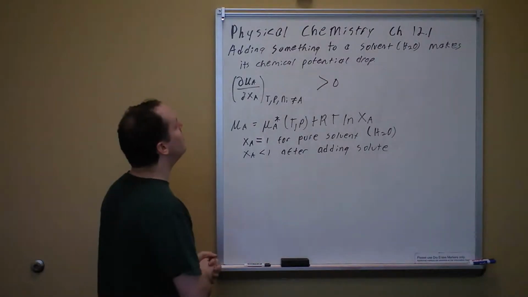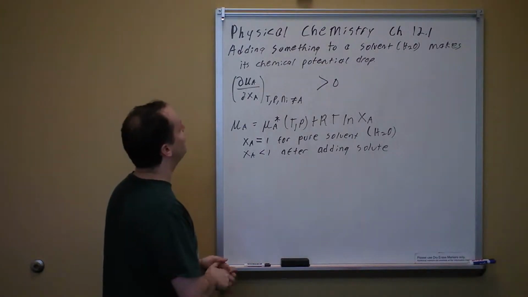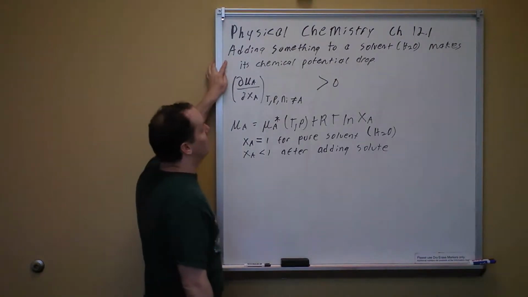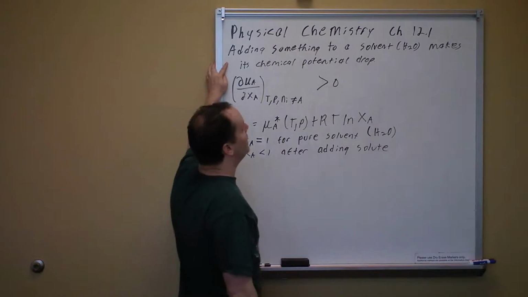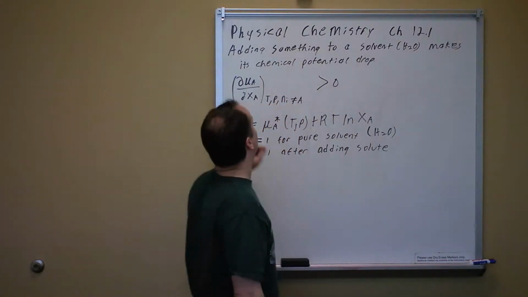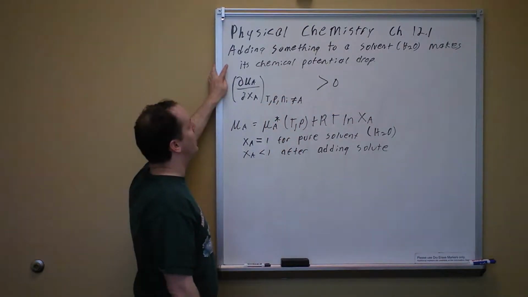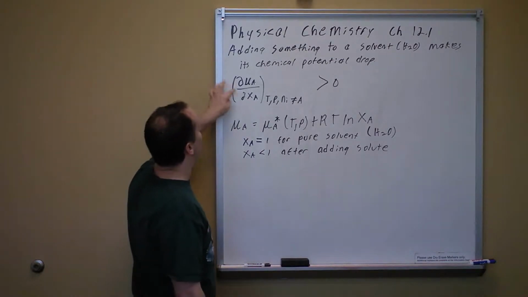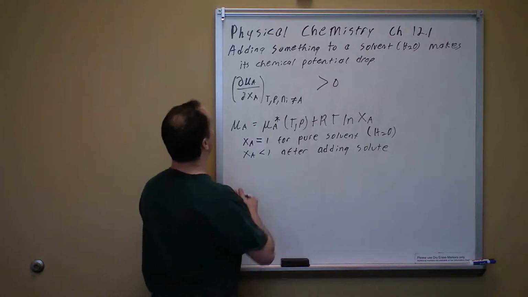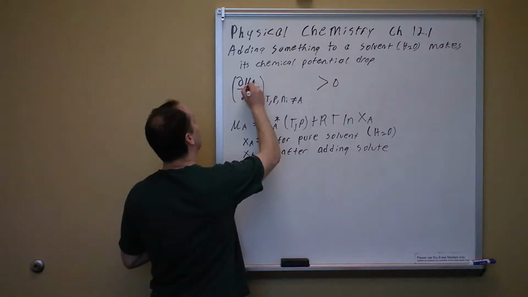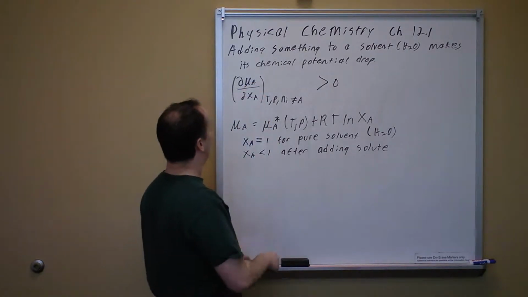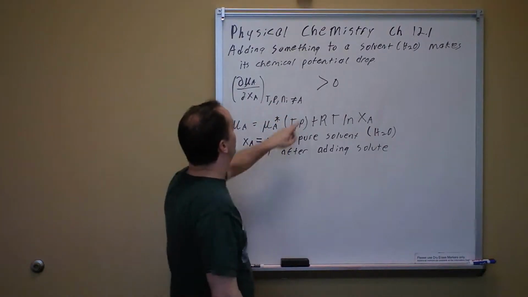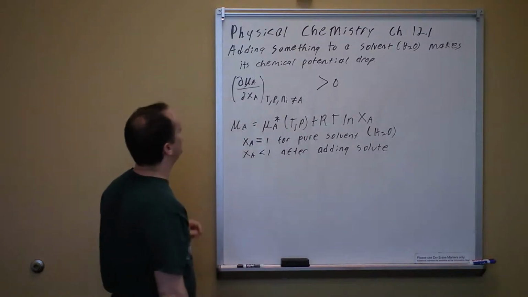Continuing on physical chemistry, chapter 12, we're finishing up section 1, the colligative properties. So if we add anything, a solute, to our solvent, in this previous example, water, H2O, it's going to make its chemical potential drop. That should be obvious because of this derivative here. The derivative of the chemical potential of A with respect to the mole fraction of A, holding temperature, pressure, and all other substances constant, has got to be greater than 0.